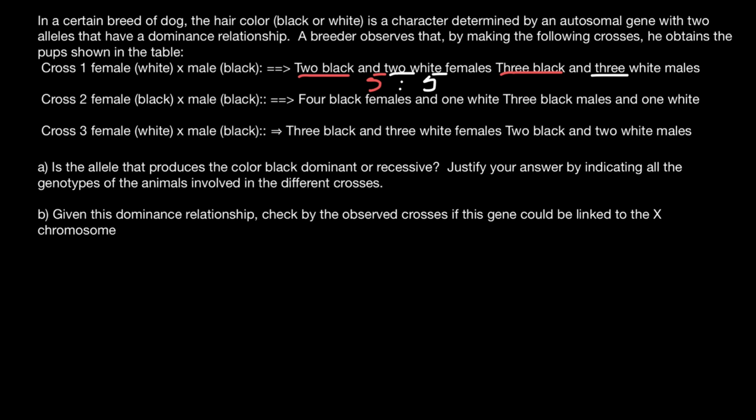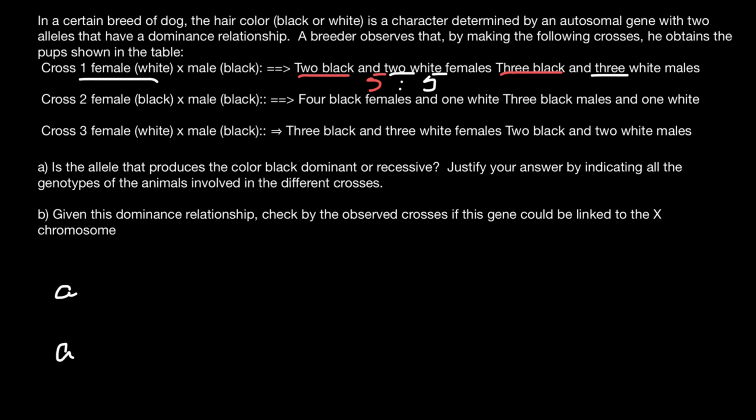According to my previous explanation, you also know that black color is dominant to white. Let's now take a look. We have a white female. So let's say small a is the recessive allele. So the genotype of the female is going to be small a, small a.